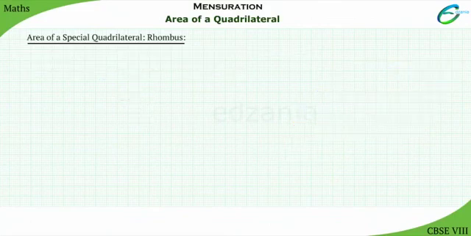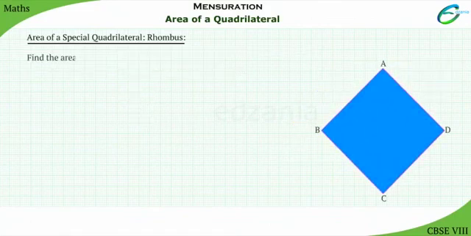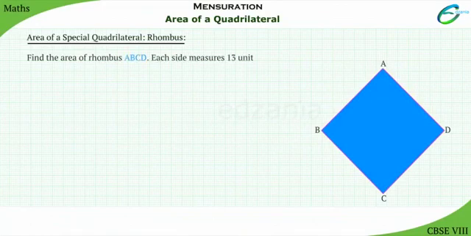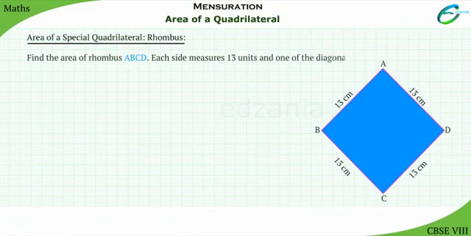Let us take another example. Find the area of a rhombus ABCD. Each side measures 13 units, and one of the diagonals, AC, measures 24 units.